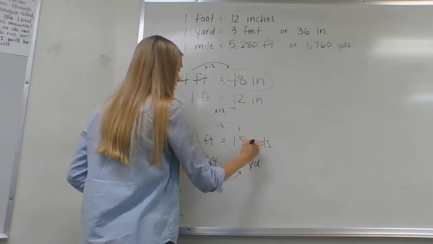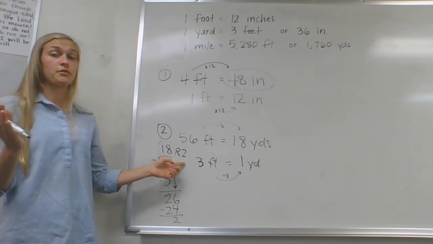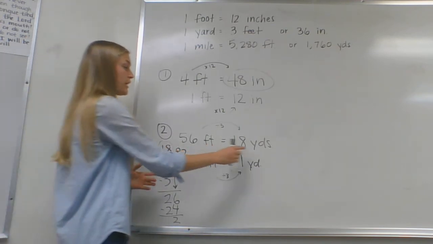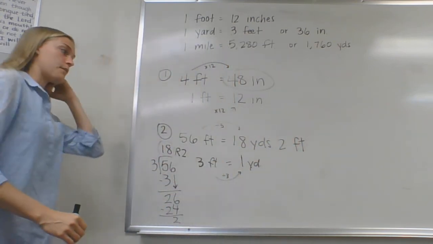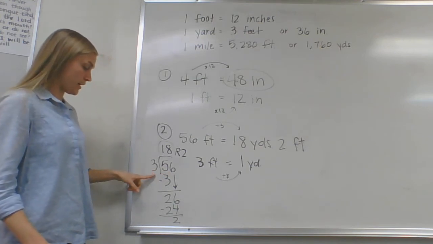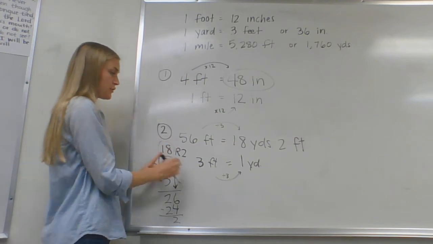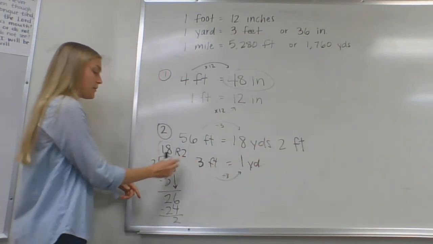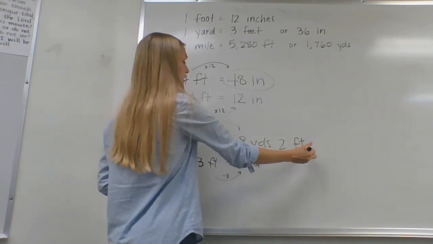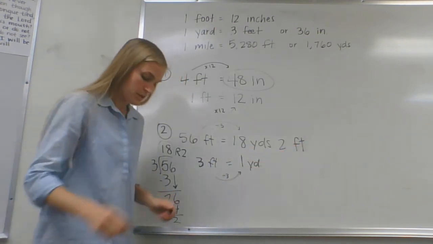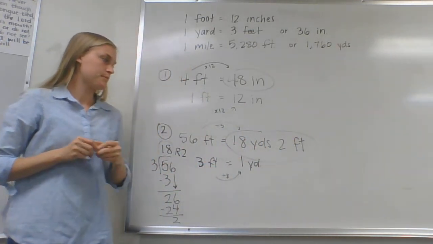What that means is 18 yards, 18 full yards, and this 2 is how many feet are left over that don't quite make another yard. So it's 18 yards, 2 feet. Okay? You have your 56 feet and you're dividing it into groups of 3. Every group of 3 is a yard. So you get 18 groups. So we have 18 yards. And then we have this remainder 2. So there's 2 more feet that don't make a group of 3. Don't make another yard. So our answer would be 18 yards and 2 feet.